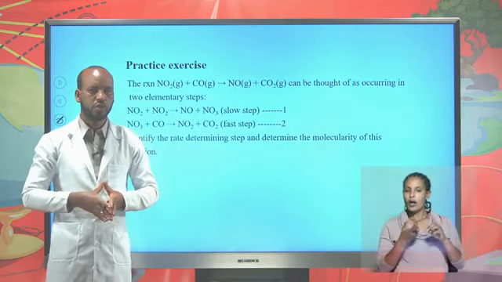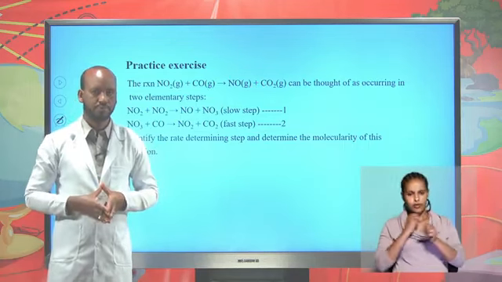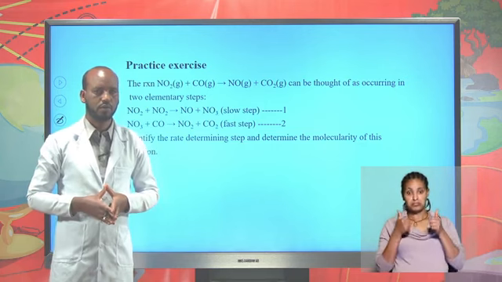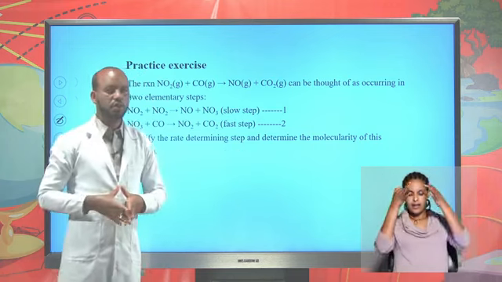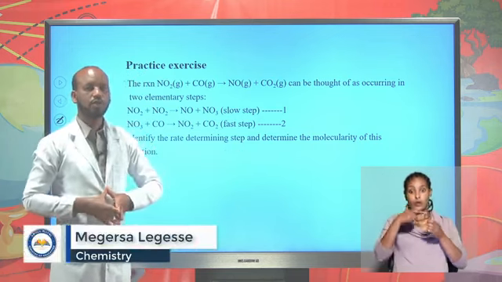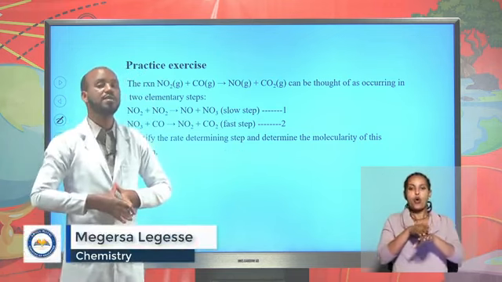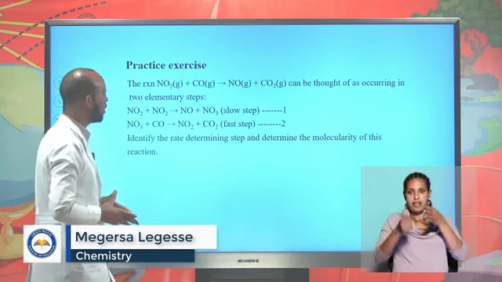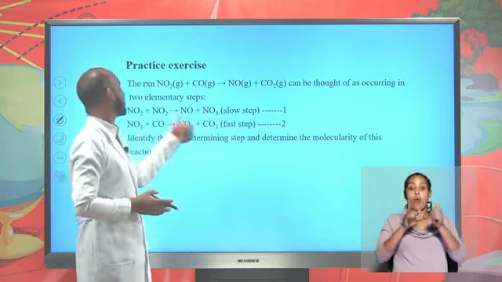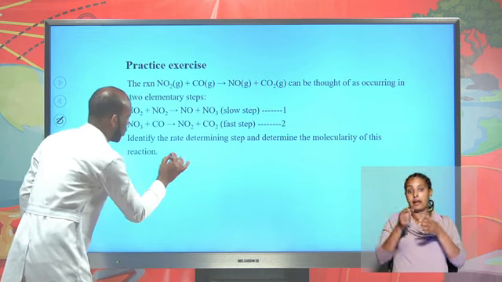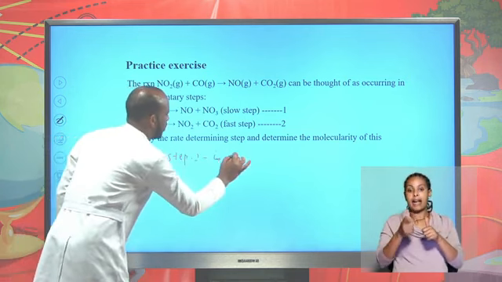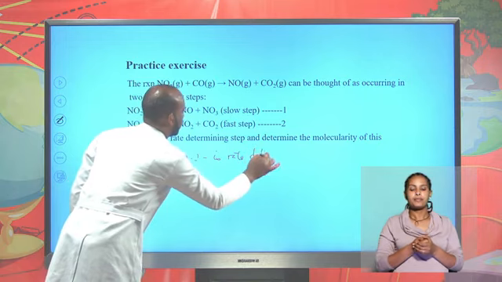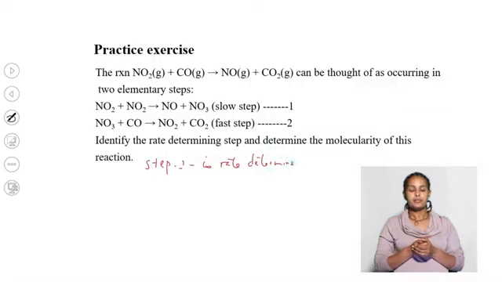Welcome back again, students. How did you do? Good. Identify the rate determining step. As we said, the slowest step is the rate determining step. Therefore, step 1 is the rate determining step.